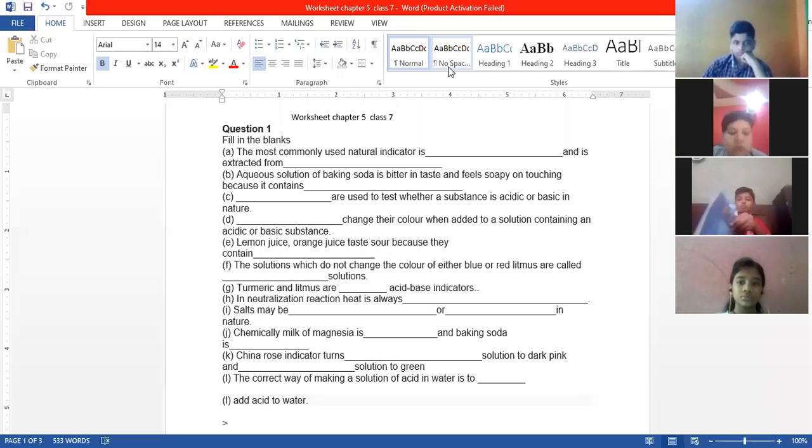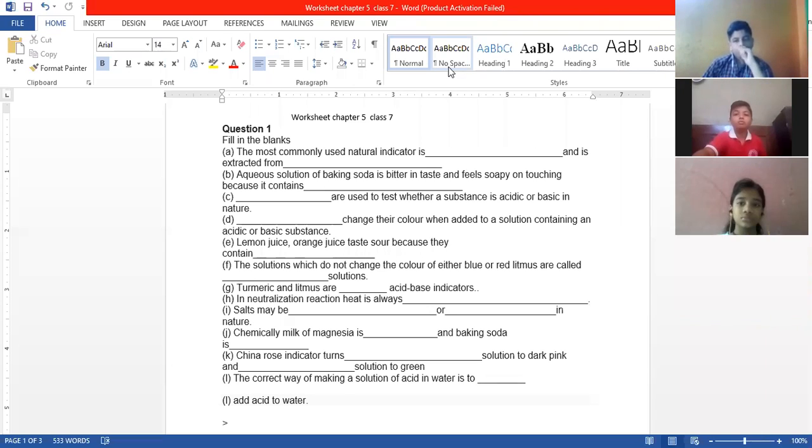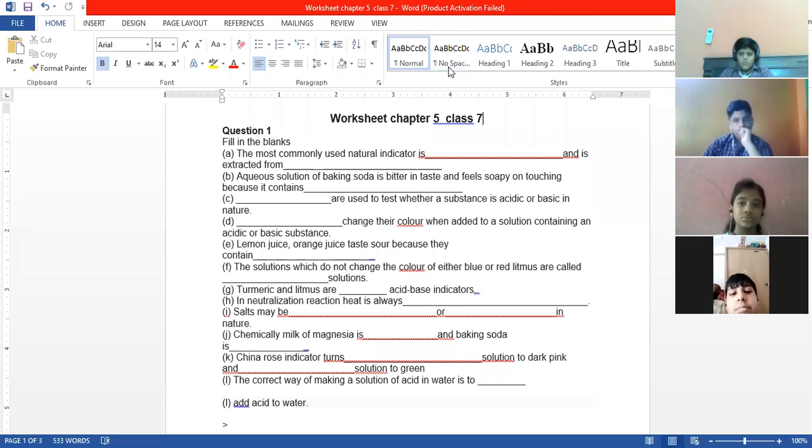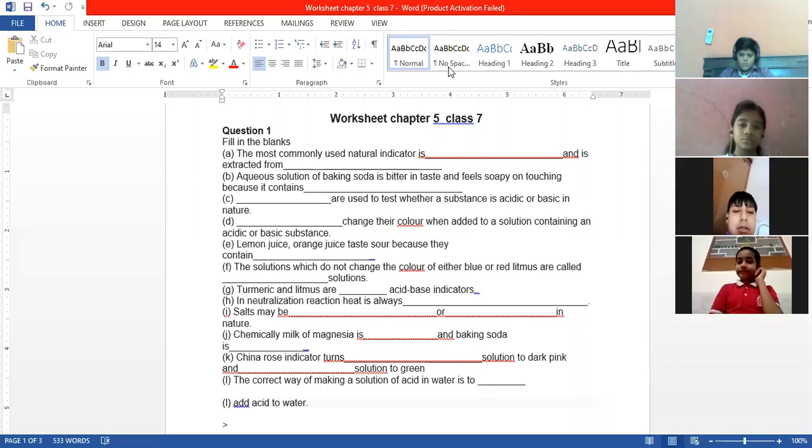First fill up: the most commonly used natural indicator is dash. I want the answer from Abhigyan. Children, you can raise your hand only. Abhigyan, kindly unmute. The answer for the first is turmeric.